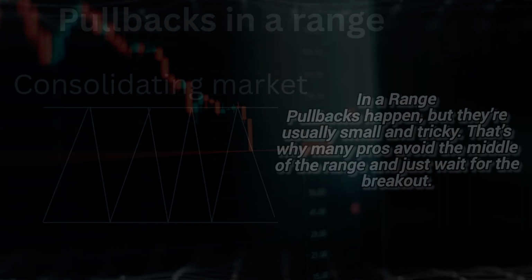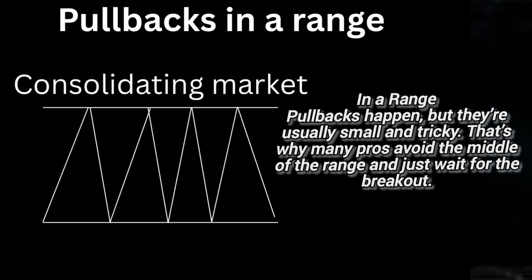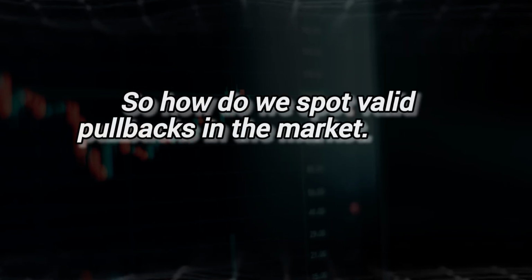3. In a range. Pullbacks happen, but they're usually small and tricky. That's why many pros avoid the middle of the range and just wait for the breakout. So how do we spot valid pullbacks in the market?